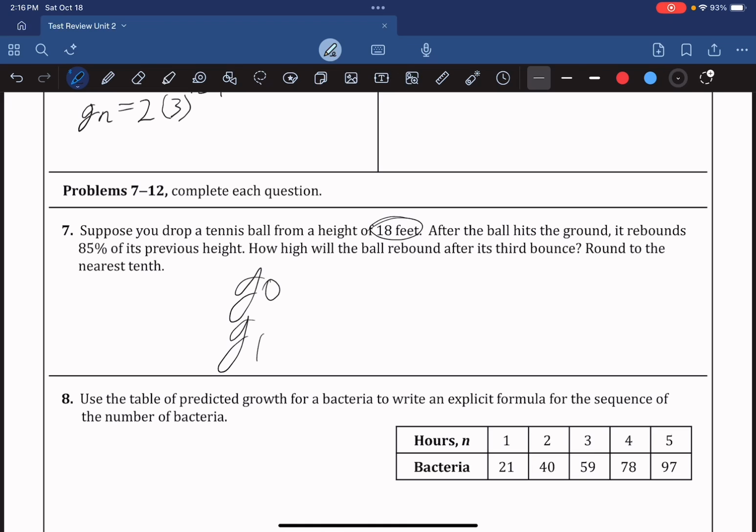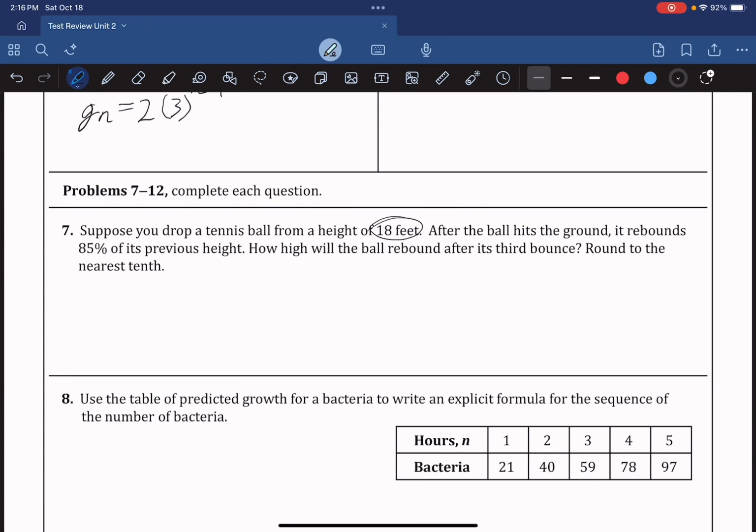And there's not really one thing I can say that will fit every time, it's kind of a case-by-case basis. So here you're dropping it from a height of, say this is like a graph that shows the height. You drop it from a height of 18, right? And then it bounces, bounces, bounces. So in this case, your 18 feet would be your g of 1, because that's your starting value. That's where you drop the ball from. That's not after the first bounce. That's before the first bounce.